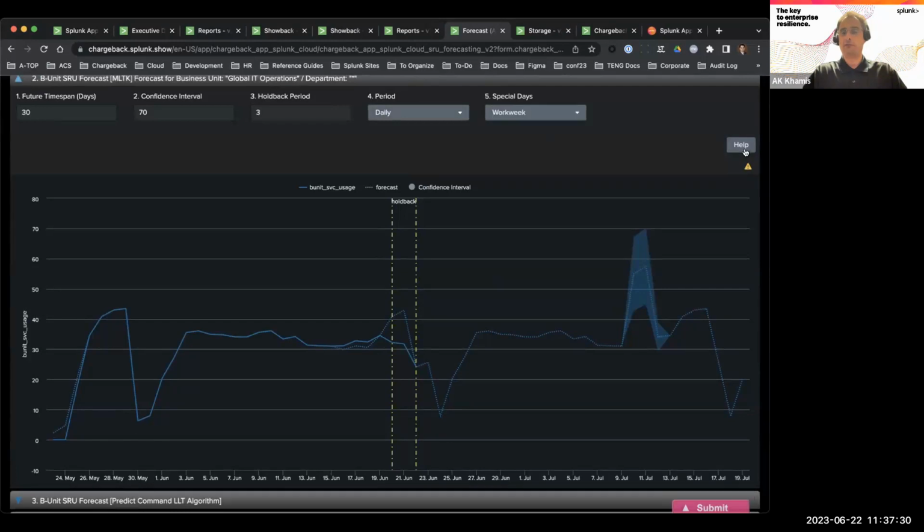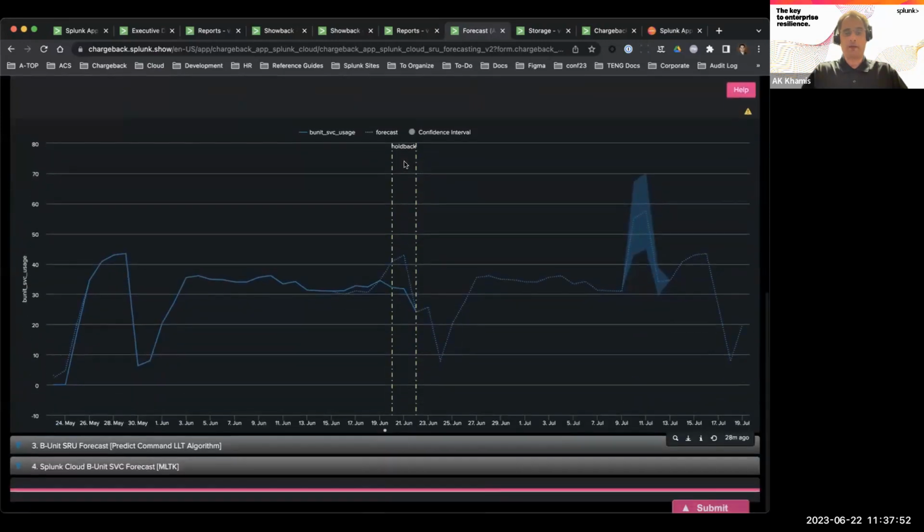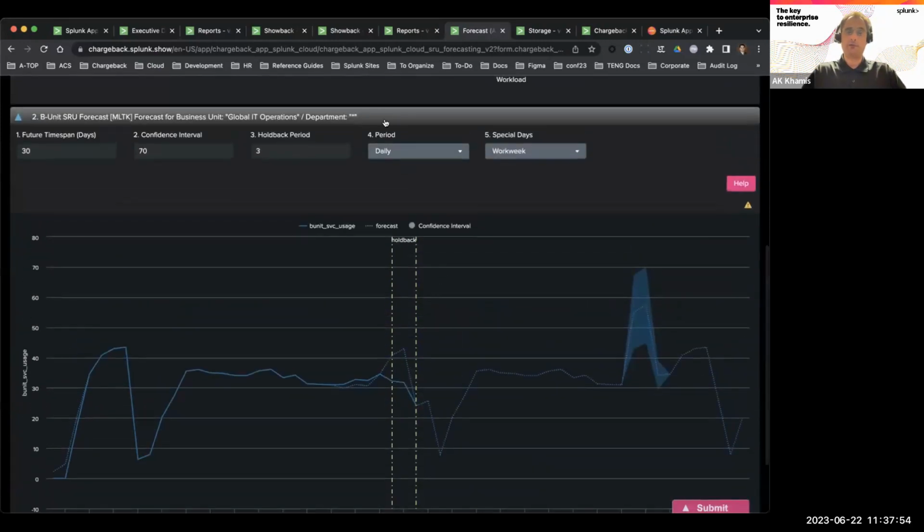Now in here, we discussed that in the talk. You can change the dials here to your own specifications. Basically, if you want to use special days or different periods, it's all explained in here. And we went over that during our talk that you attended at Conf. So this is going to be important for chargeback.